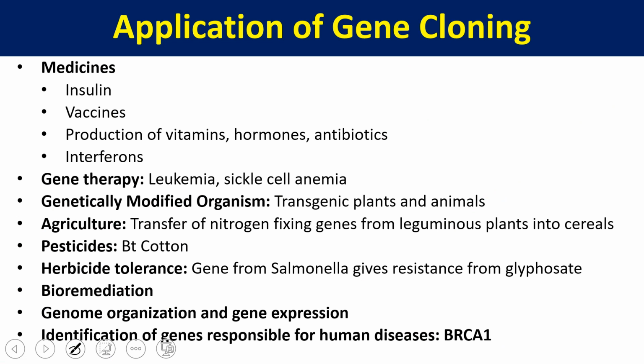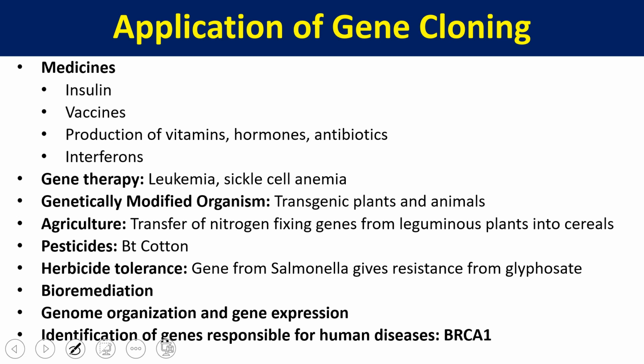Then we also have the herbicide tolerance gene from Salmonella, which gives resistance to glyphosate. Herbicide resistance refers to the inherited ability of a weed or crop biotype to survive a herbicide application that the original population was susceptible to. There, one gene has been transferred from Salmonella for glyphosate resistance into the plant. Then for bioremediation, we are going to use gene cloning, genome organization and gene expression.